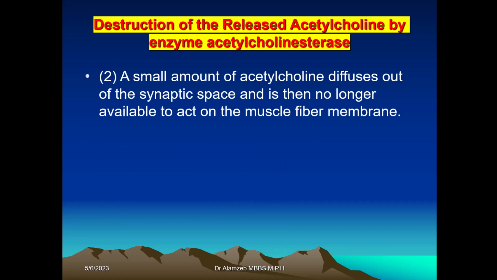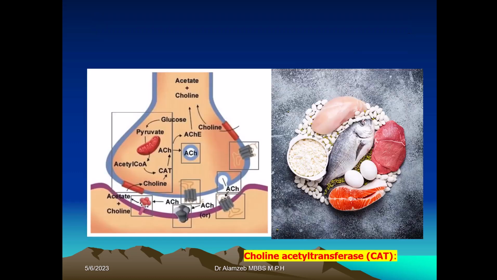The other mechanism is that a small amount of acetylcholine diffuses out of the synaptic space and is then no longer available to act on the muscle fiber membrane. Some of the acetylcholine diffuses to the surrounding structures.